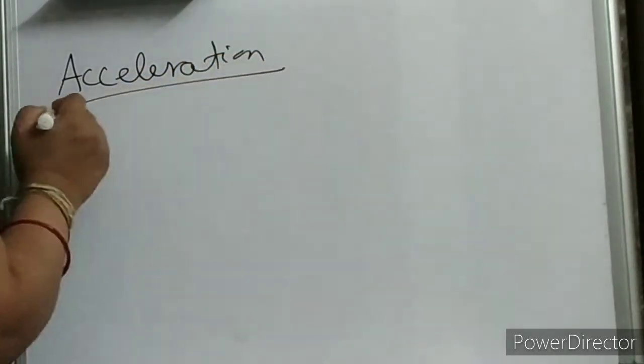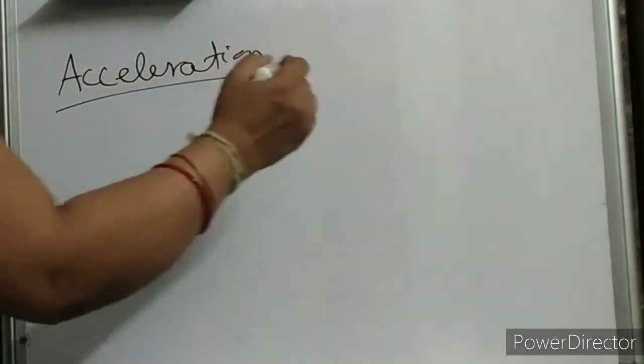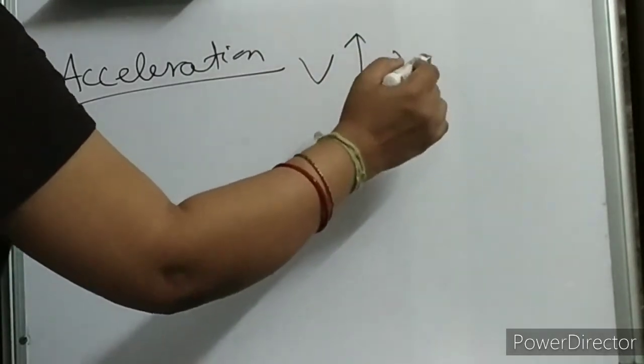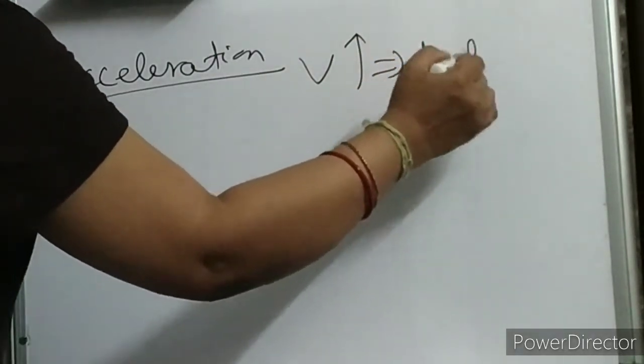Okay, what does it mean? Acceleration. Velocity means how fast your vehicle or object is traveling or moving. And when the velocity of a body is increasing, then what do we say? The body is said to be accelerating. So when velocity increases, we say it is accelerating.